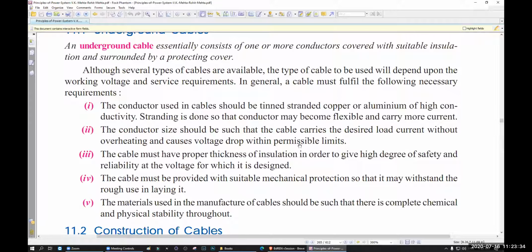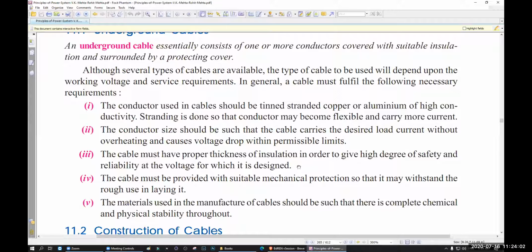The conductor size should be such that the cable carries the desired load current without overheating or causing a voltage drop beyond the permissible limit. Remember, overheating is an issue in underground cables because you have insulation. If you have overheating, the insulation will melt. The cable must have proper thickness of insulation in order to give a high degree of safety and reliability at the voltage at which it is designed.